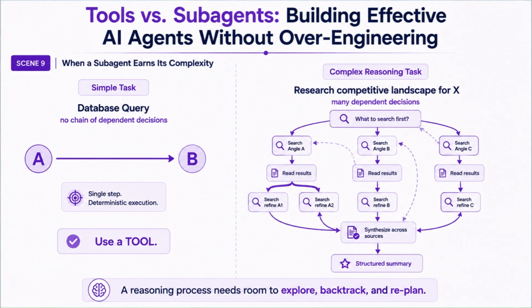Compare that to a single database query. There is no chain of dependent decisions, just one deterministic operation with a clear input and output. The research task, by contrast, could take a dozen different paths depending on what the first few searches actually return, and an agent needs room to explore, backtrack, and replan as it goes. Cramming that entire exploratory process into the orchestrator's main context would pollute every subsequent decision the orchestrator has to make with dozens of intermediate search results it never actually needed to see.